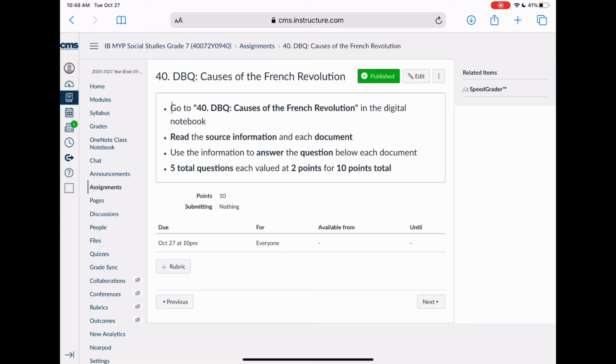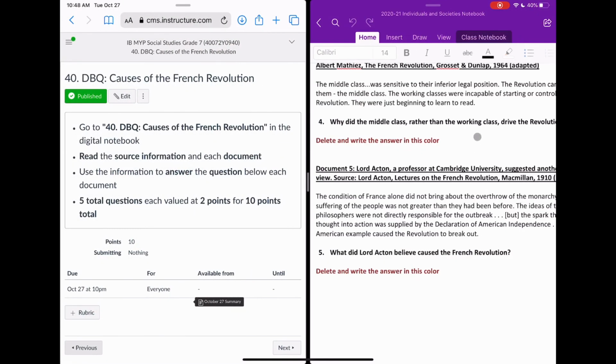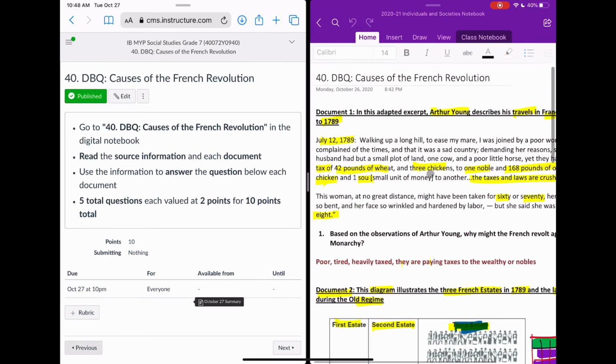So here's kind of a description. Go to page 40, read the documents, use the information to answer the questions. 5 total questions, each valued at 2 points for 10 points total. Okay, students can go here to OneNote Class Notebook to log in. I'm also going to open up just another app side by side so you can see how it works. So here's the document.